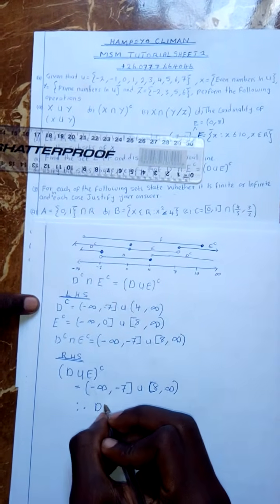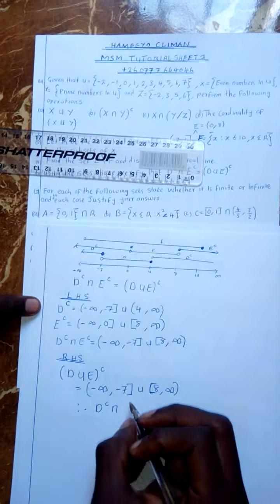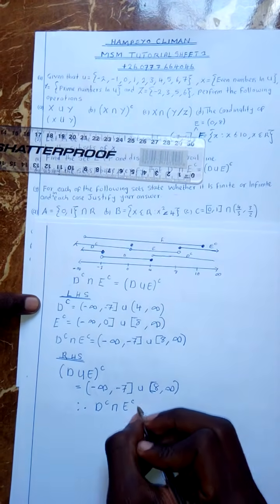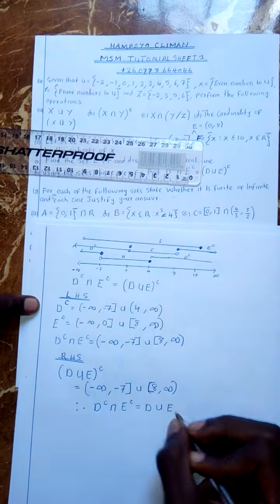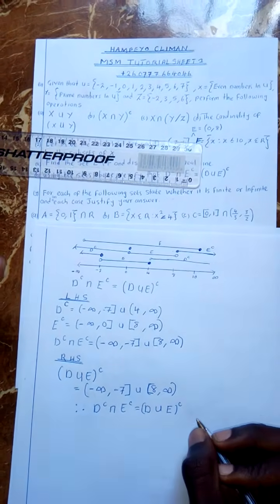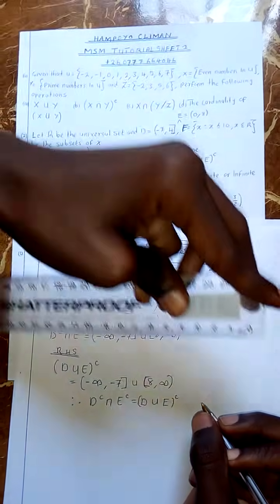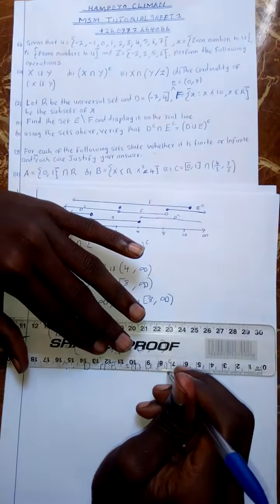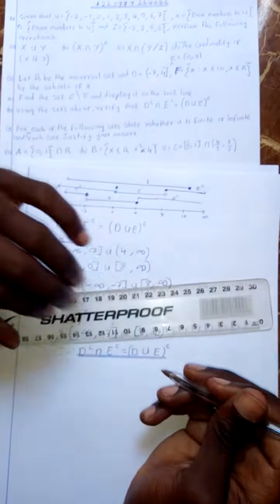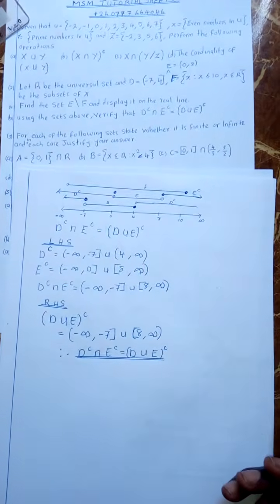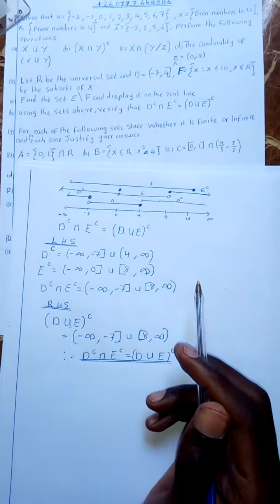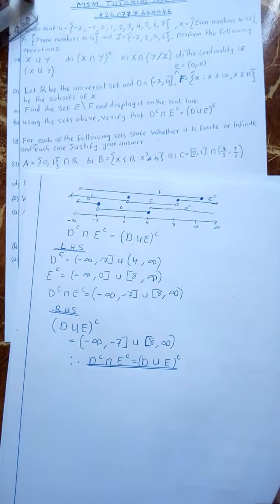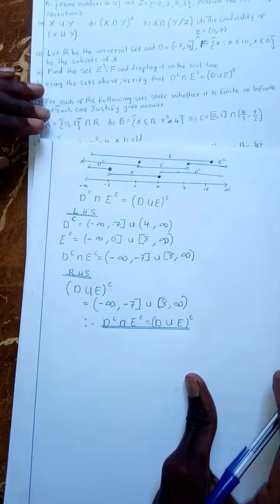Therefore, you have simply shown that D complement intersection E complement is going to equal D union E complement. So this is simply what we call De Morgan's law. So make sure that you do the other side. It's very simple because I've shown you how to do the left hand side.